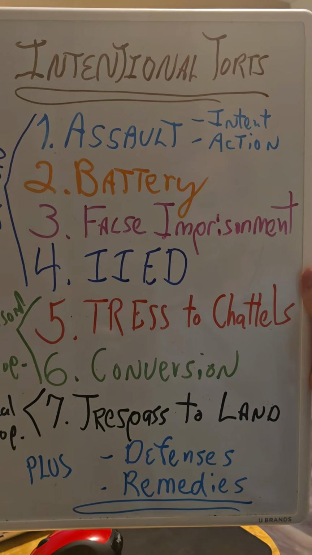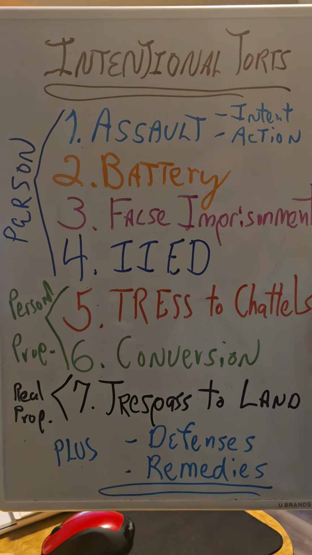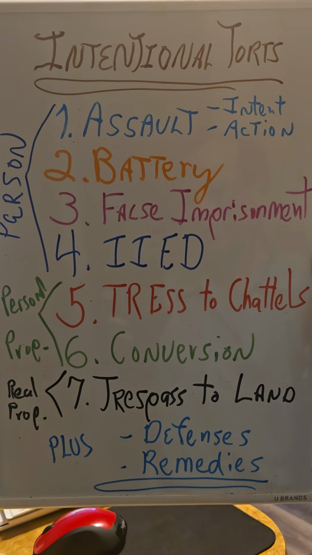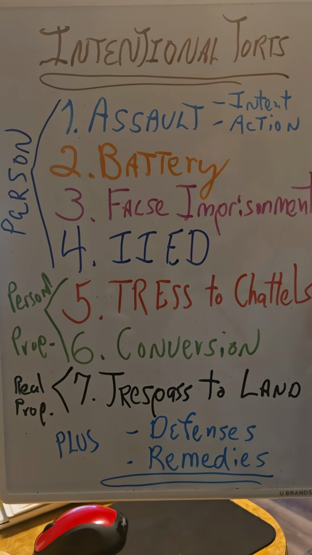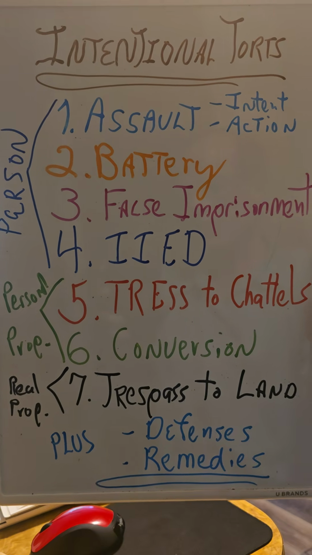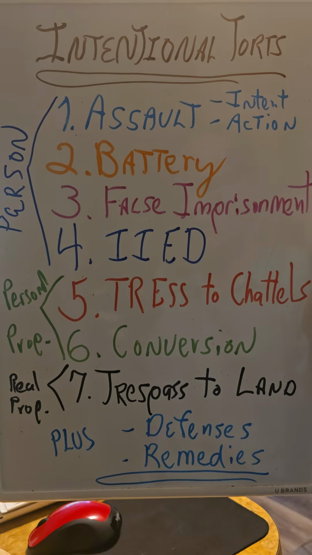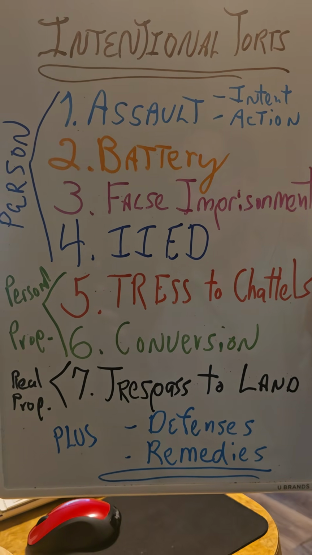All right, let's look at intentional torts. We have our first four. If you notice on the left-hand side, we have person. Those are torts against the person: assault, battery, false imprisonment, IIED, intentional infliction of emotional distress. That's in alphabetical order. Then we have personal property.